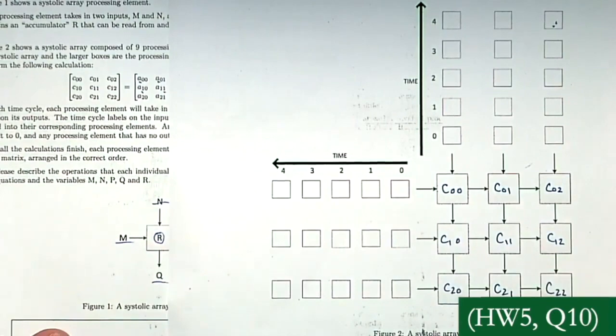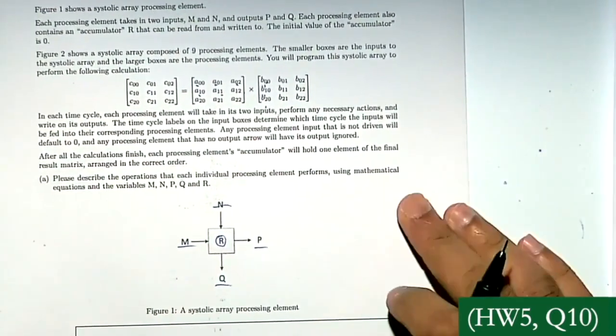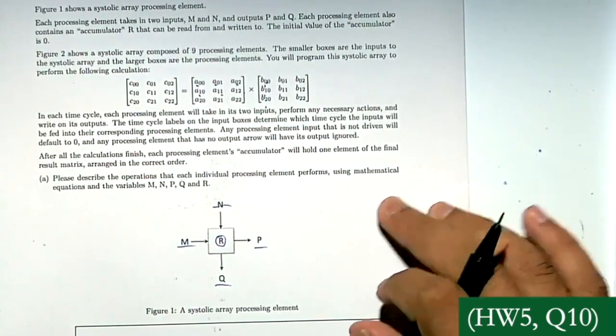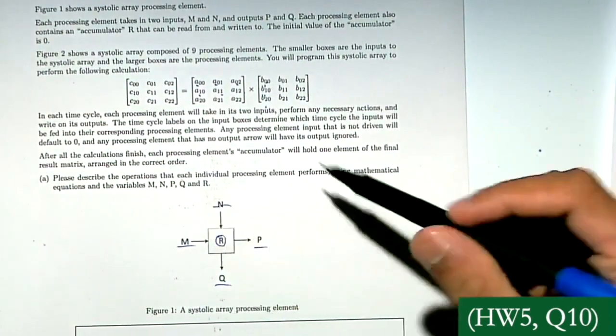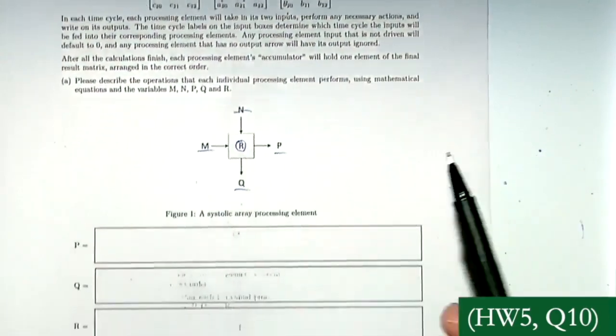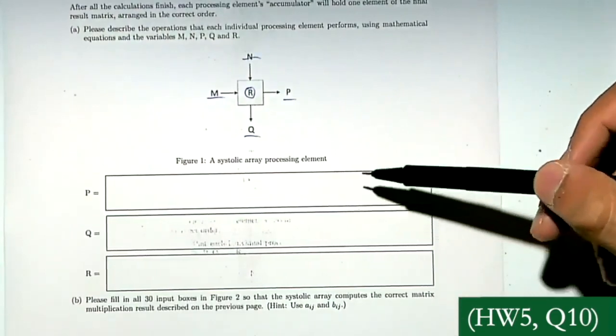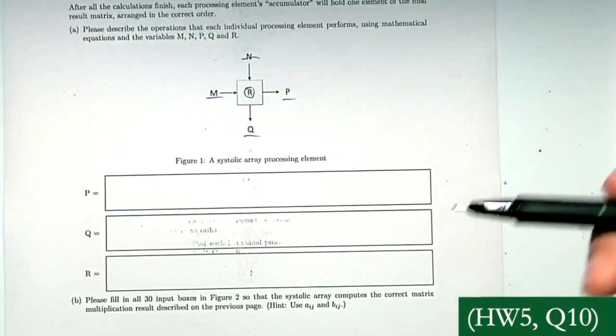Okay, so yeah, we want that output at the end. So the question asks us, please describe the operations that every individual processing element performs using mathematical equations and the variables M, N, P, Q, R, which are the inputs, outputs and the register here. So they give us empty fields for what should P be, what should Q be, and what should R be as a function of the inputs and R.